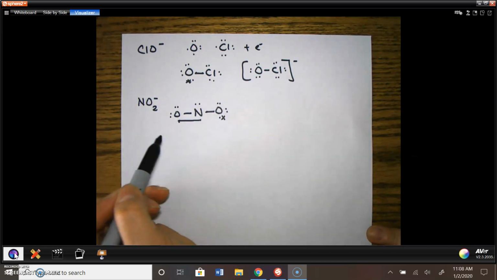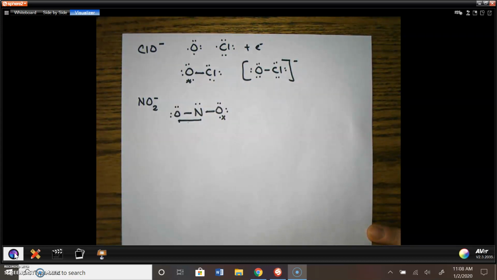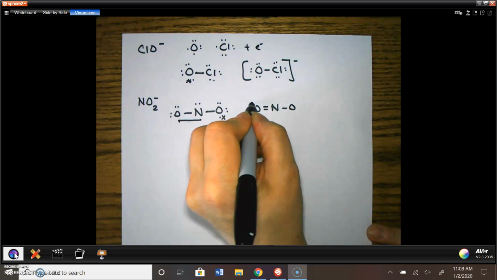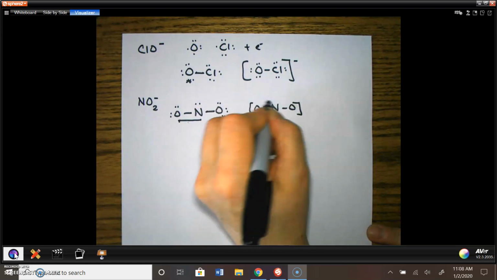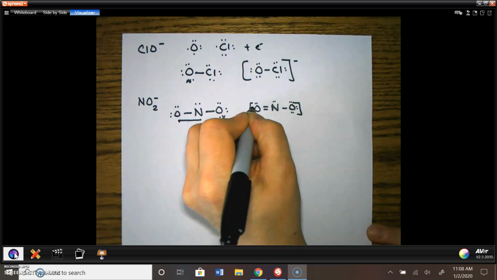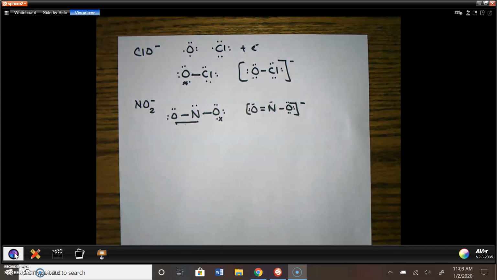Now I have 2, 4, 6, 8, 2, 4, 6, 8, 2, 4, 6, 8. The atoms are all satisfied. The octet rule is fulfilled. So how would I draw it? I've got a double bond to one nitrogen, a single bond to one oxygen, a single bond to the other oxygen. And then I have this extra pair of electrons around this oxygen because of that extra electron that gives it the charge. Okay, so ions are a little bit harder. Some of you will click on it right away, some of you won't. But it just takes some practice.